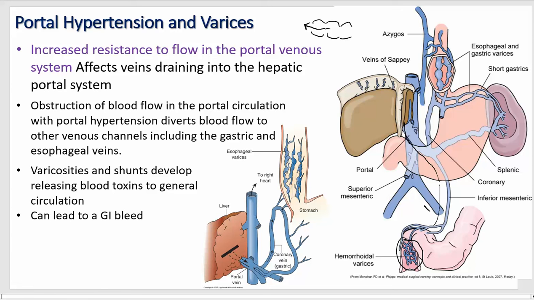So obstruction of blood flow into portal circulation with portal hypertension diverts blood flow to other venous channels, including the gastric and esophageal veins. So it's backing up, and esophageal varices are very common with this. Varices and shunts develop, releasing blood toxins to general circulation and can cause that GI bleed.